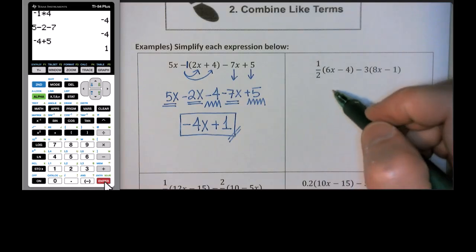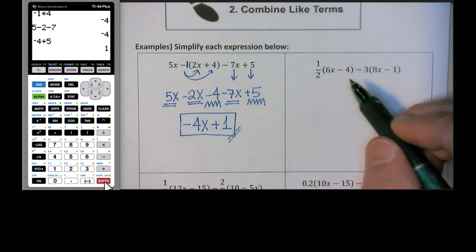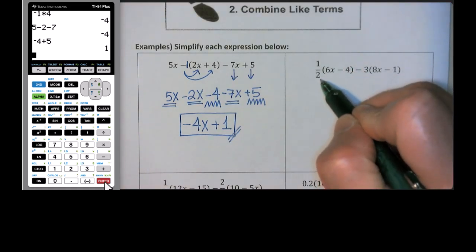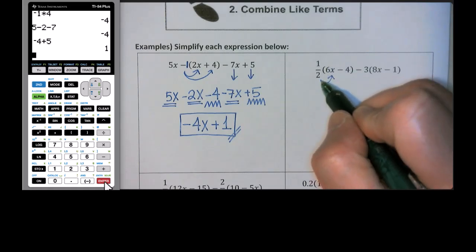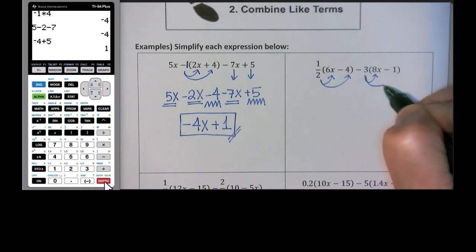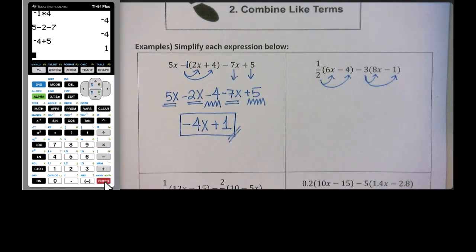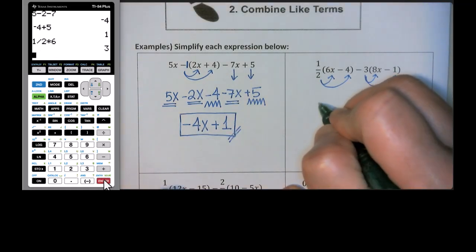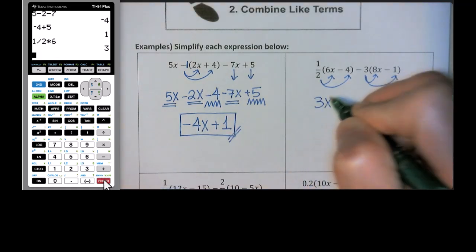All right, the next set of problems, we see a fraction. We also see parentheses. Just follow the rules. First step, eliminate parentheses. So draw the lines, meaning multiplication. So now, how do we do 1/2 in the calculator? Well, you do 1 divided by 2. So if you notice right there, there's the 1/2. And then you multiply by the first number, which is 6. So 1/2 times 6 is 3x.